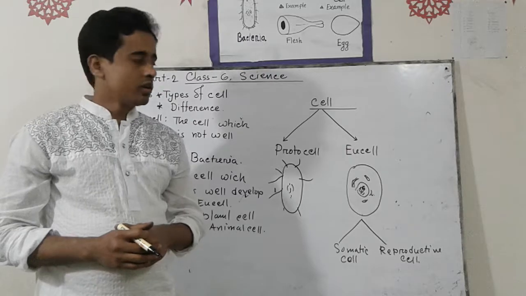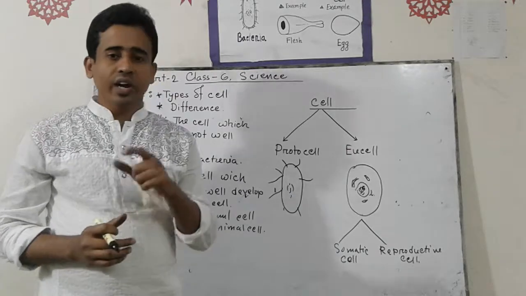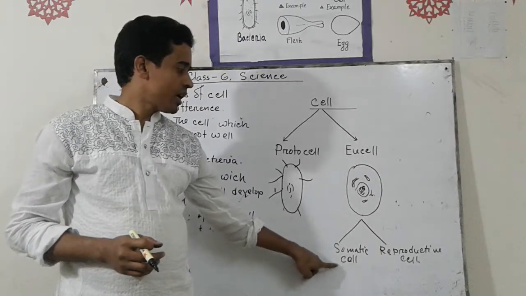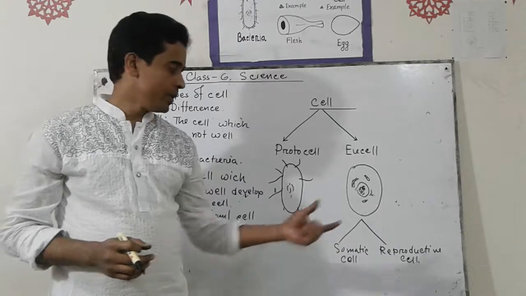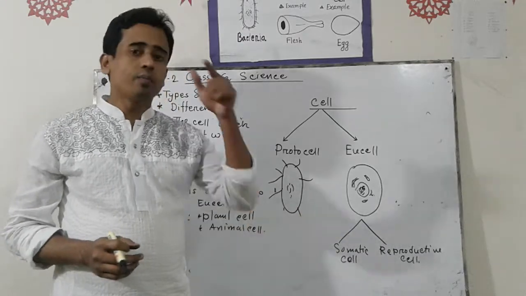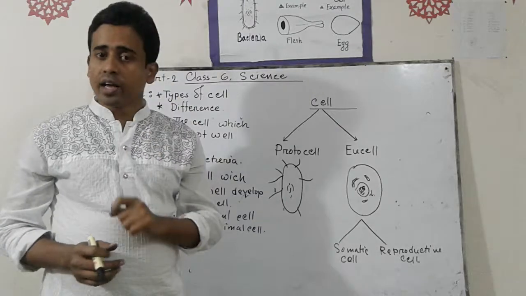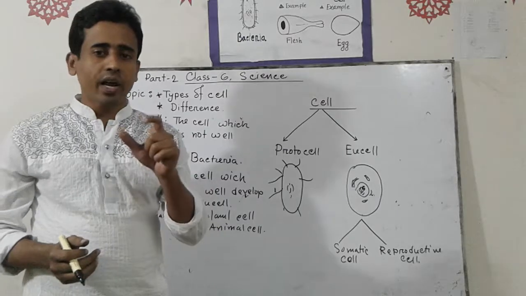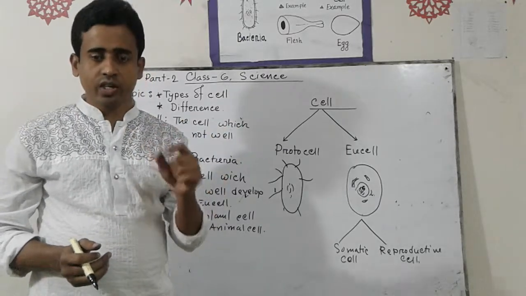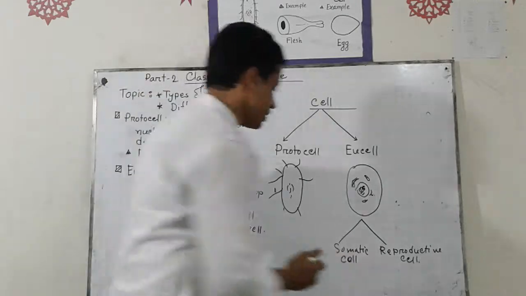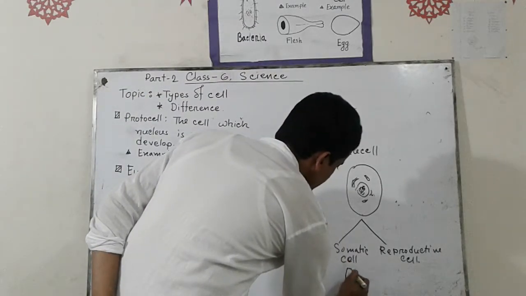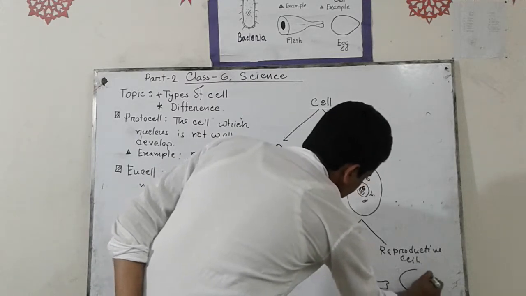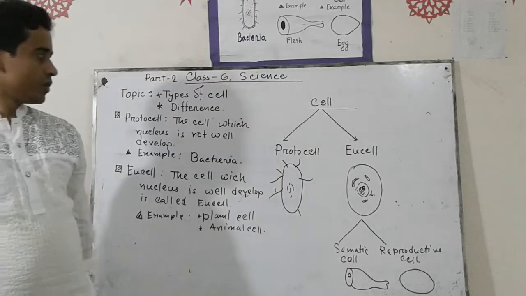Suppose the flesh of a hen or chicken will be the somatic cell and the reproductive cell will be the eggs of the hen. Am I clear? The egg will be reproductive cell, because from an egg we can get a chick. So that's why the egg will be reproductive cell. Am I clear? Okay.